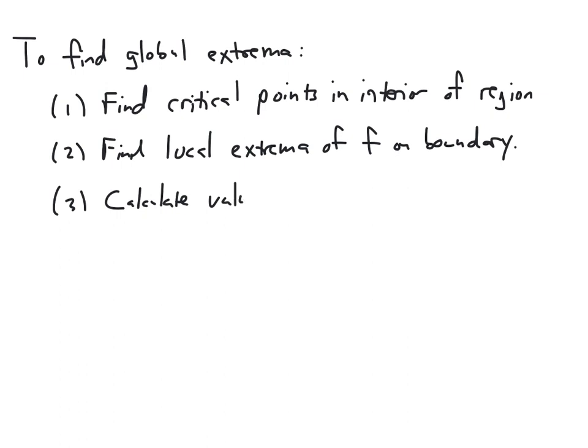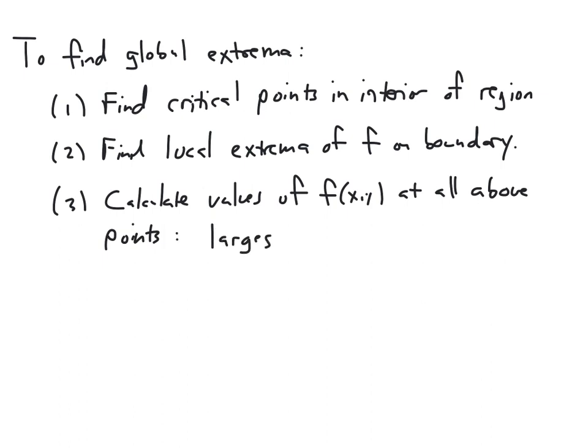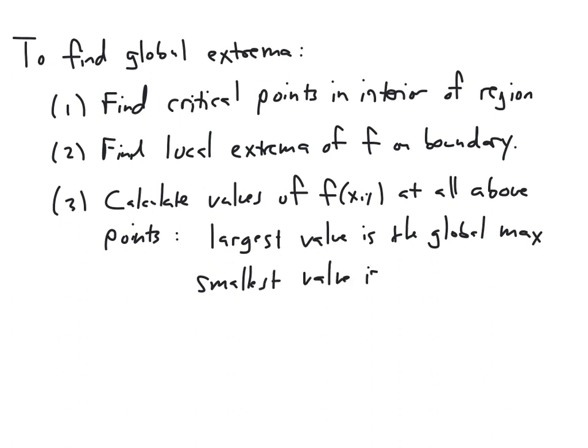And so once we have that list of points, we're going to calculate the values of f(x,y) at all the above points, the critical points in the interior, and the local extrema on the boundaries. And of all these values, the largest value is the global max. And the smallest value is the global min.